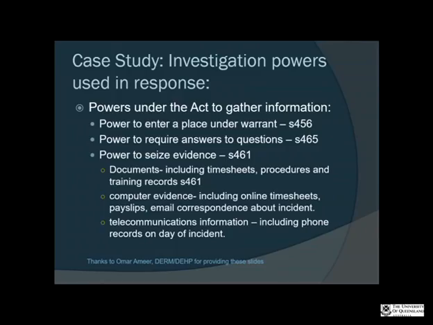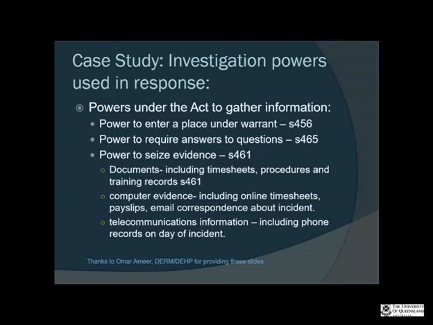They also took computer evidence. They looked at online timesheets, they took pay slips, they took emails; everything that had been written about the incident was able to be taken and used as evidence. Why? Because it wasn't subject to legal professional privilege. If they'd had lawyers involved, email correspondence between them and the lawyers, for example, would not be able to be used as evidence by the environmental agency.